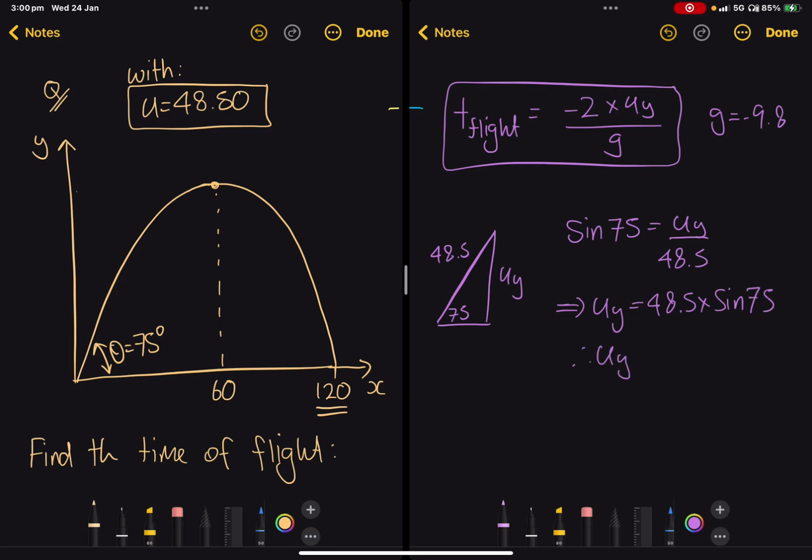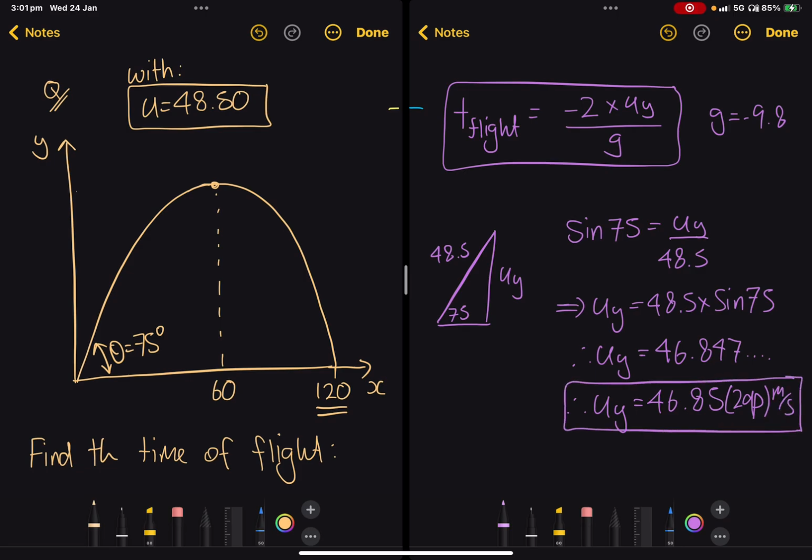So now u of y, we're going to have to round here. We've already rounded once to get the 48.5, and we're actually going to be rounding again. Because this is physics, it doesn't really matter. Precision in these types of questions is not particularly important. So we get 46.847... So this means the initial velocity in y is about 46.85 to 2 decimal places meters per second. So this is the first result we have.